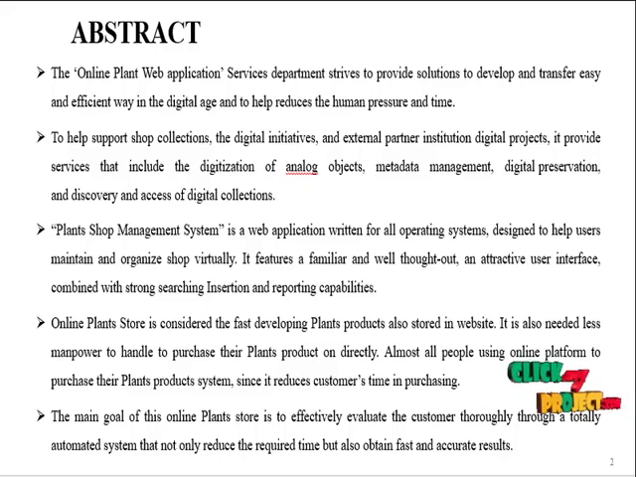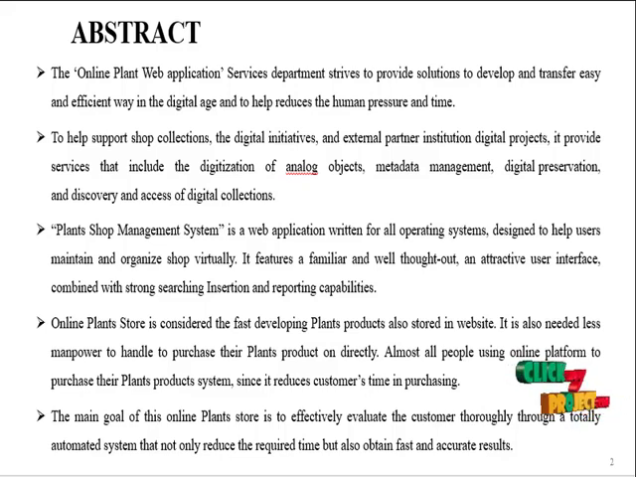collections. Plant Shop Management System is a web application written for all operating systems, designed to help users maintain and organize the shop virtually. It features a familiar, well thought out and attractive user interface combined with strong searching, insertion and reporting capabilities. Online plant store is considered a fast developing plants product also stored in a website. It also needs less manpower to handle the purchase of plants product directly. Almost all people use online platforms to purchase their plants product since it reduces customers' time in purchasing.